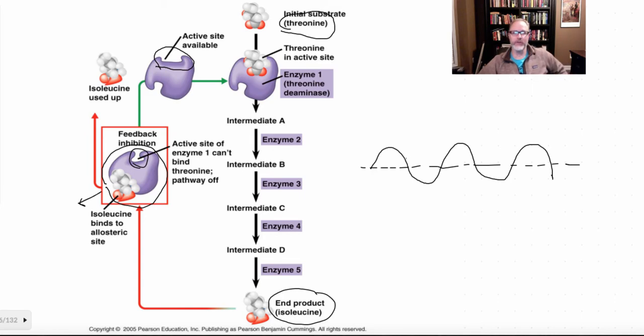And then once the isoleucine starts to drop and get used up by the organism, now we're at a low point, and we've got a lot of enzymes with active sites that are available, so we can turn this process back on again. And what it's going to do is get us back up to the top, where it's going to slow down and stop the process again. So again, this is a good example of negative feedback.